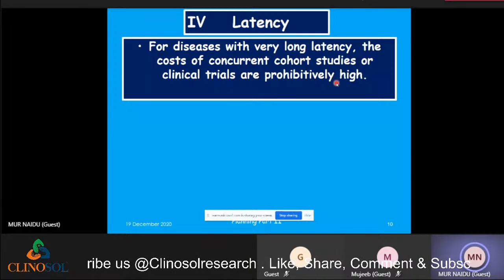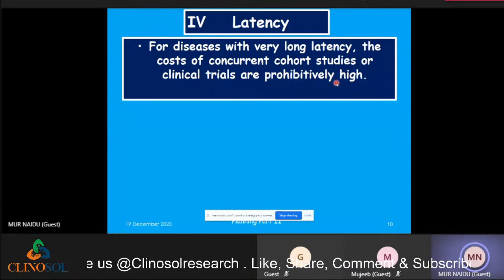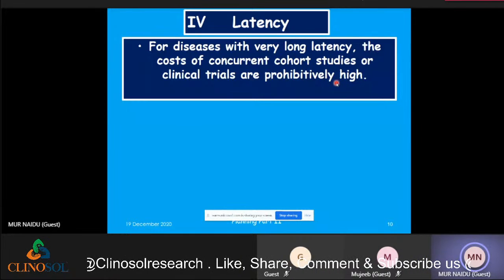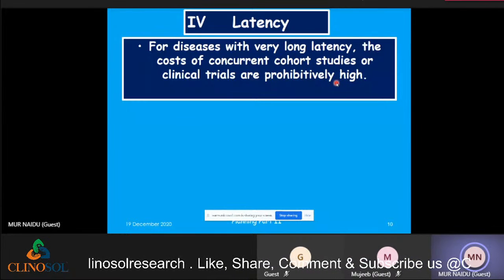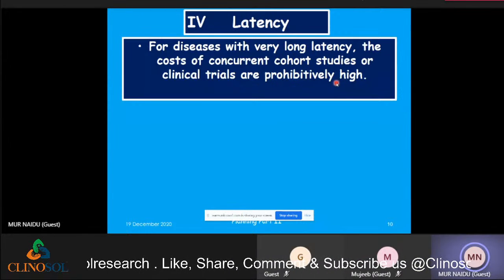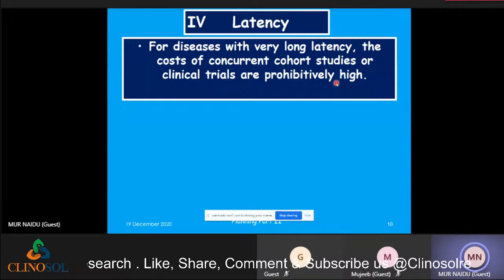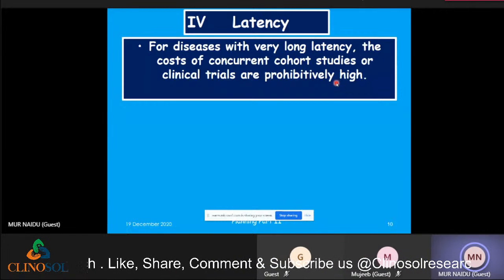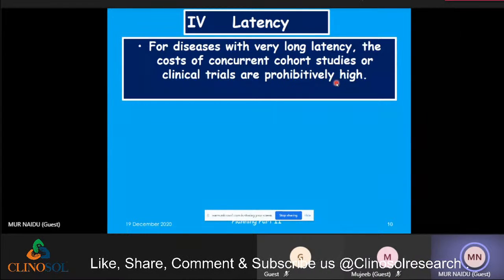You need a lot of money because it will last for 3 or 4 years. You have to do so many investigations. The participant has to come to you regularly. So it will be very expensive. So if it is a disease which you are going to study for a very long time, you should be very careful as far as funding is concerned.